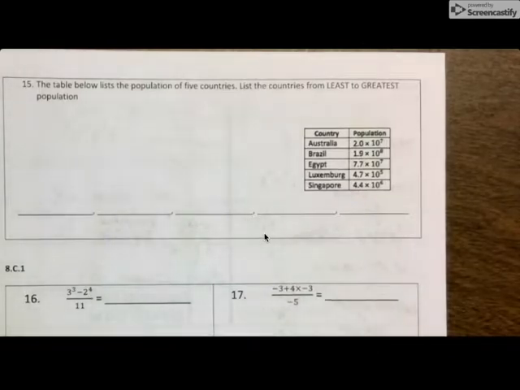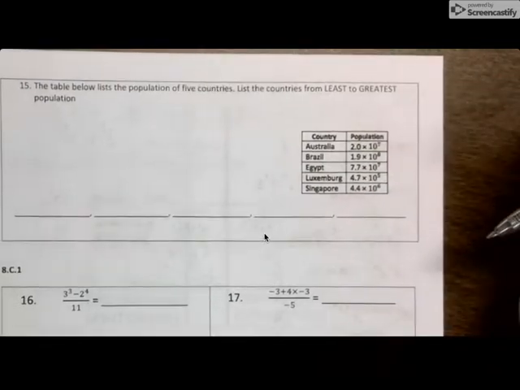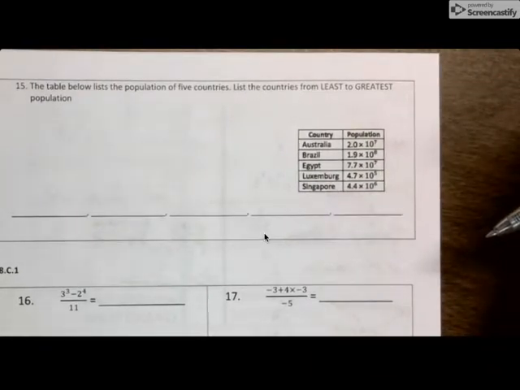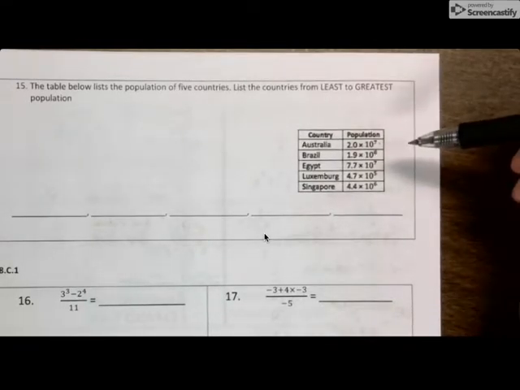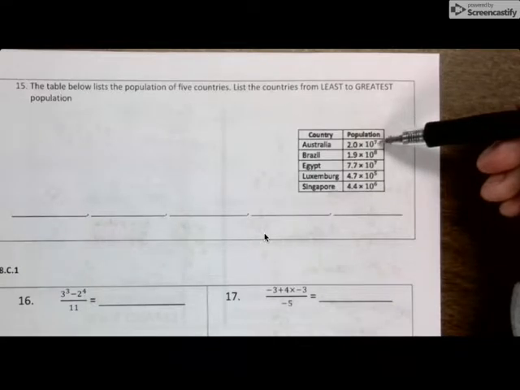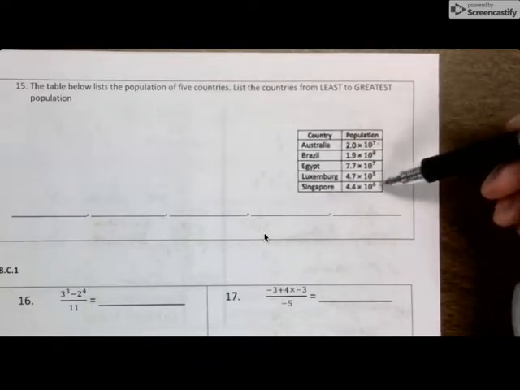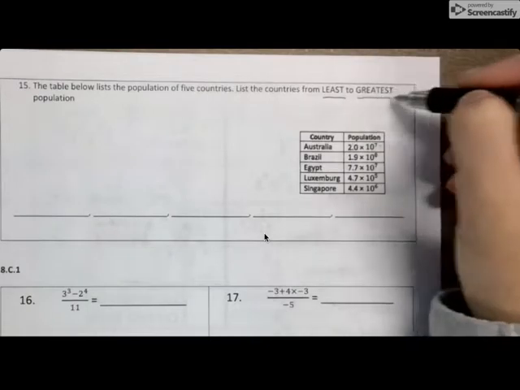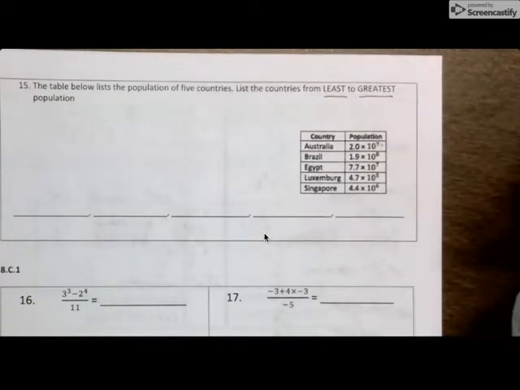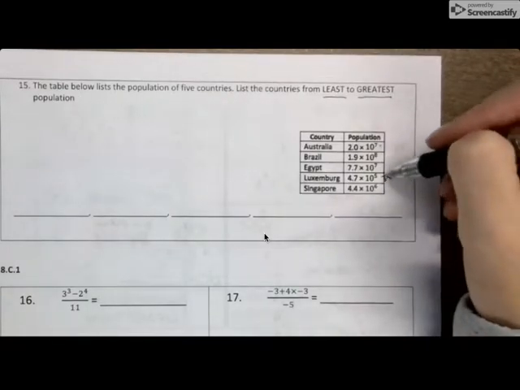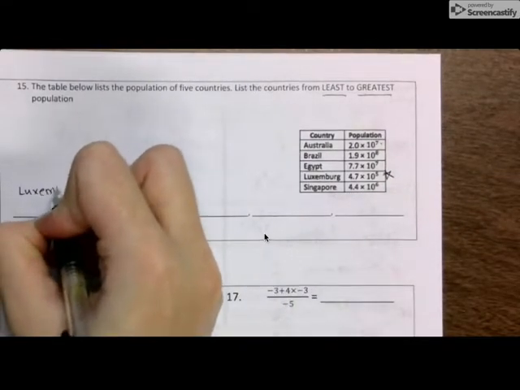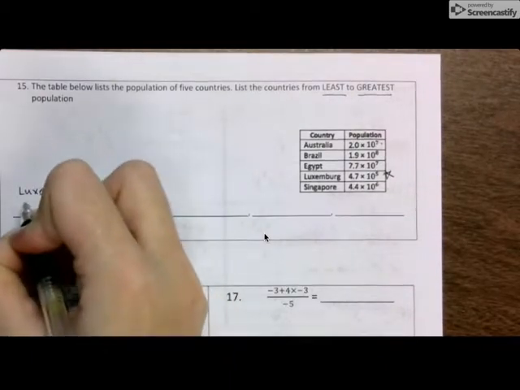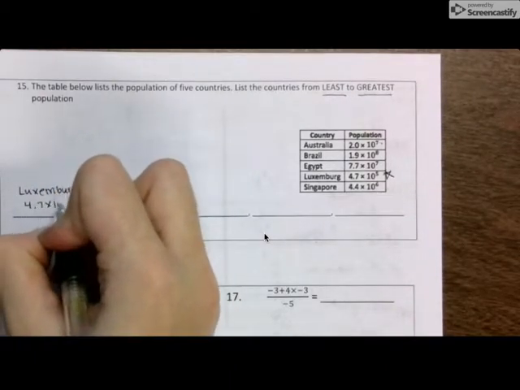All right, so we have talked about comparing numbers. When you compare numbers in scientific notation, we look at the exponents. We're going from least to greatest. Which of these exponents are the smallest? This one right here. So I'm going to put Luxembourg as well as 4.7 times 10 to the fifth.